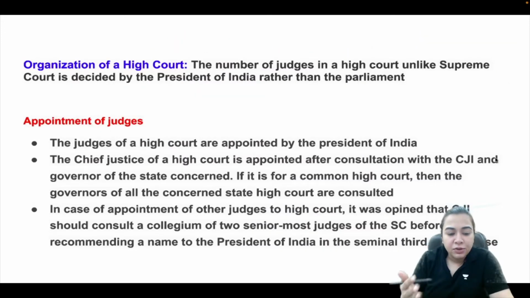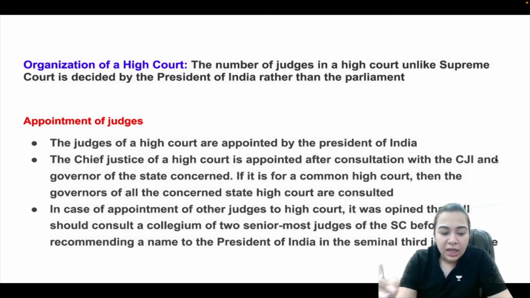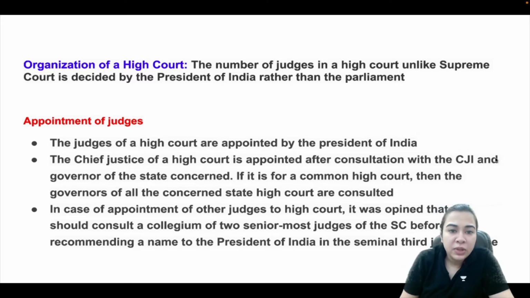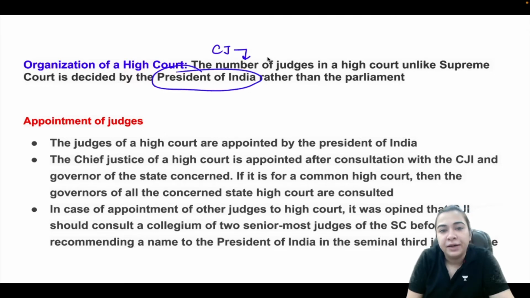Now, when we come to the organization of the High Court, see, every High Court usually consists of a Chief Justice, right? And any number of judges which will be decided by the President of India. So, obviously, the High Court has its Chief Justice and the number of judges that are required over there will be decided by the President of India. Remember, the word parliament here has absolutely no relation. Okay? The Constitution of India has not specified the number of judges in every high court.